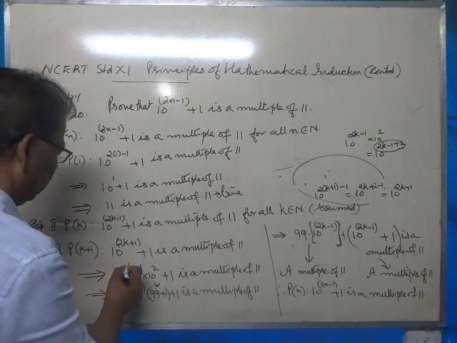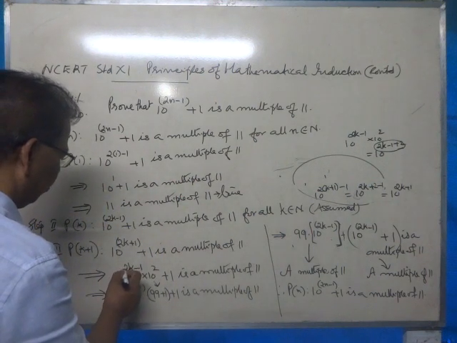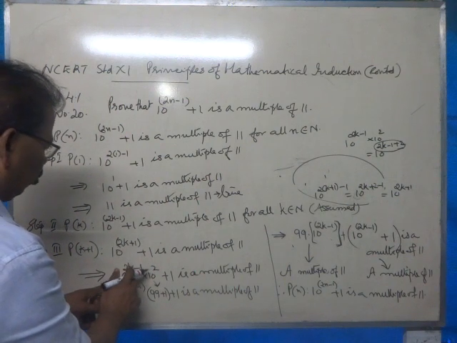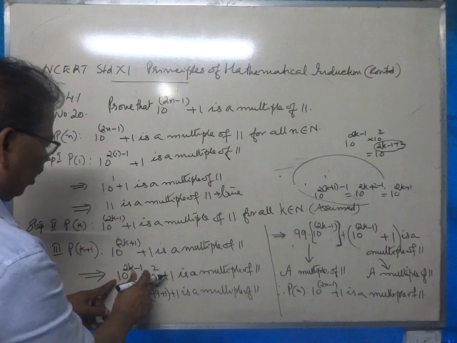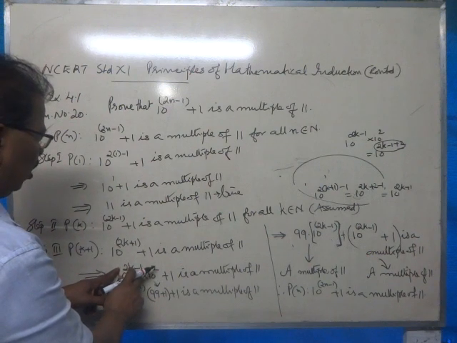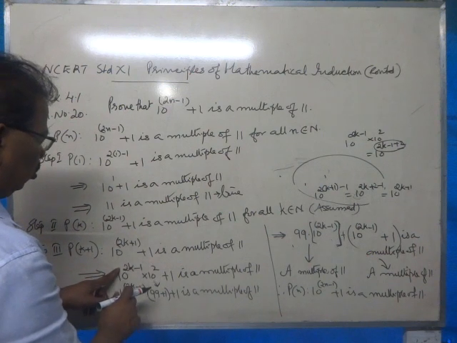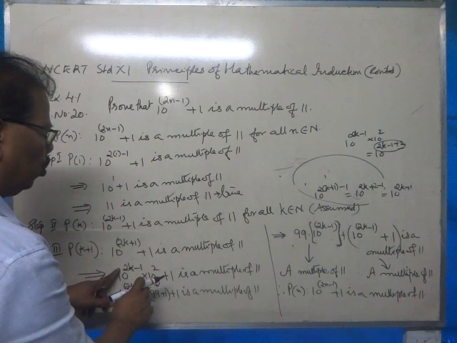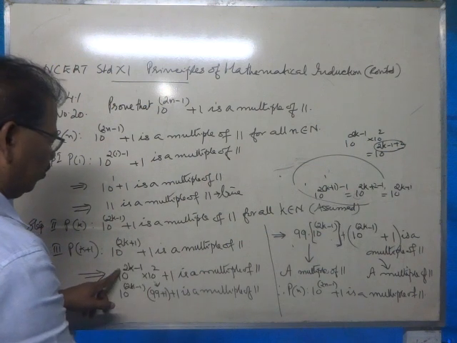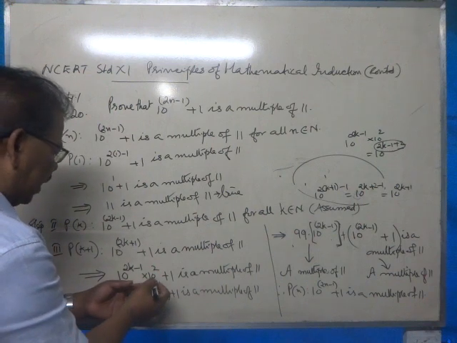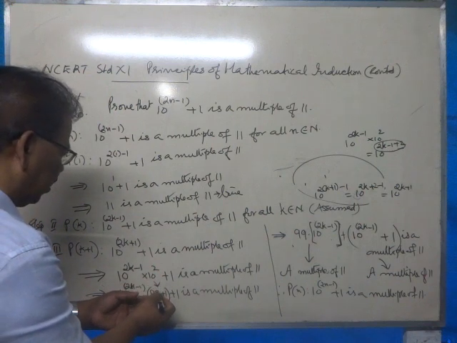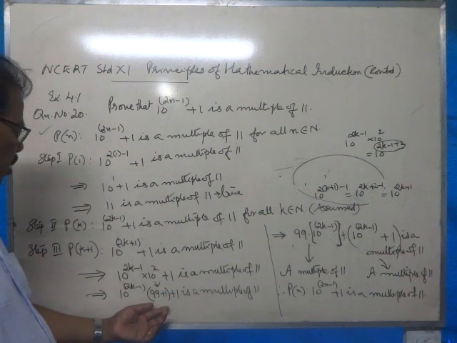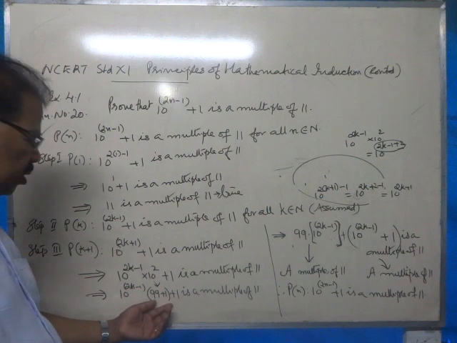Then we shall put 10 raised to 2k plus 1 as 10 raised to 2k minus 1 into 10 square, that is 2k minus 1 plus 2. When 2k minus 1 is added to 2, we get 2k plus 1 itself. Now this 10 square is split as 99 plus 1.